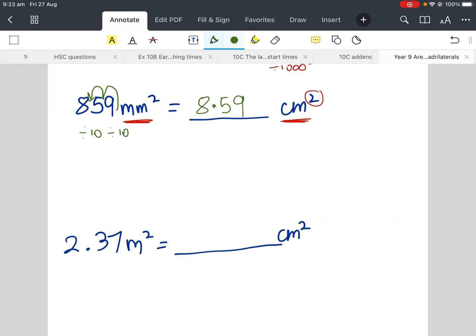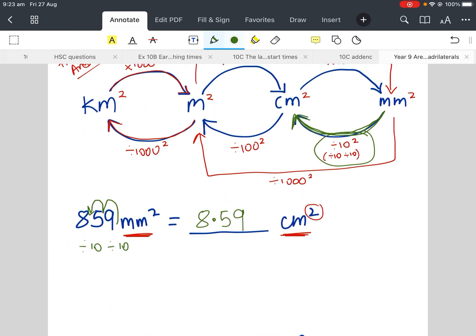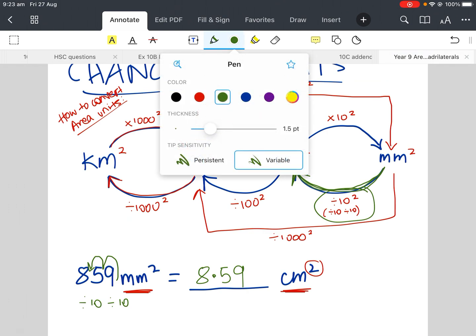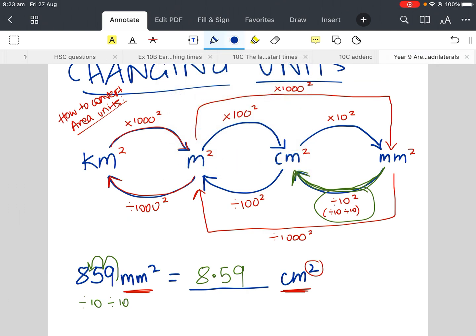And last one, 2.37 metres squared equals so many centimetres squared. I'm going to do this one in blue. Oh, it's already in blue. Don't do it in blue, miss. I'll do it in purple.